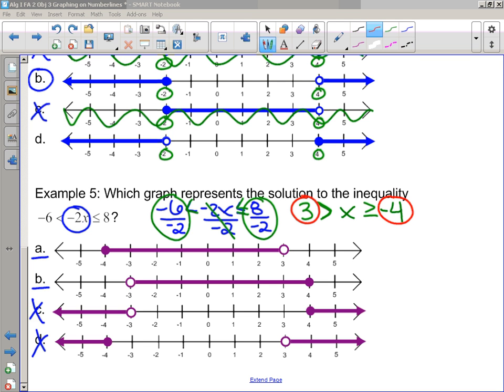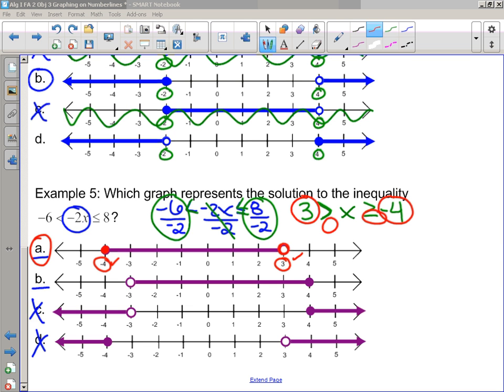Pay very, very close attention to my number lines. This is negative 4, so that's checked, and this is positive 3. Check. So far that matches. To really confirm it, look at the inequality symbol that's attached to negative 4. It has the bar, so that means filled in circle. If I look at the symbol attached with 3, there's no bar. That means open circle. So this A matches.